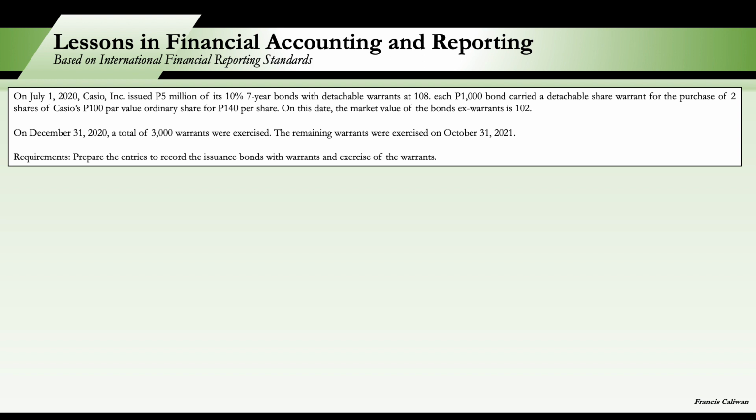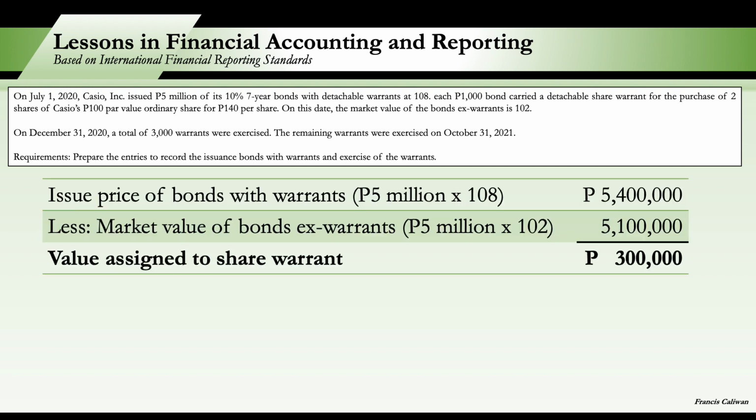Okay, so the first thing that we will do here is bifurcate. So we will allocate the issue price over the liability component and equity component. So again, our issue price is 108. So 5 million times 108 is 5.4 million, less the market value of the bonds without the warrants. That's 5 million times 102, or 5,100,000. So here we can say that the bonds were issued at a premium. The face value is only 5 million, but the market value of the bonds without the warrants is computed at 5.1. So we will have a 100,000 premium. And then the value assigned to share warrants is 300,000.